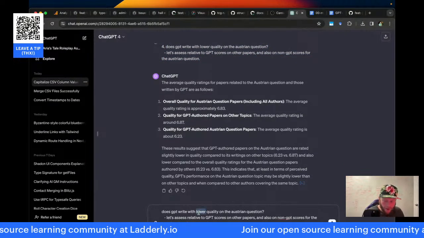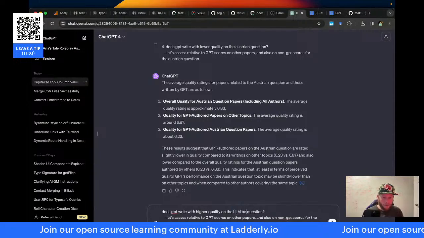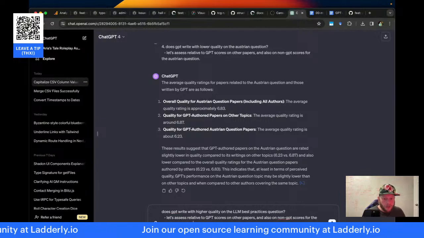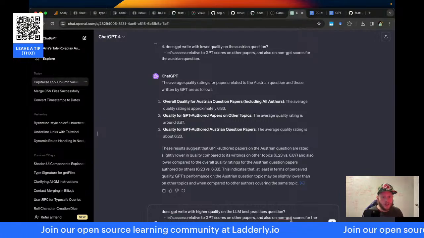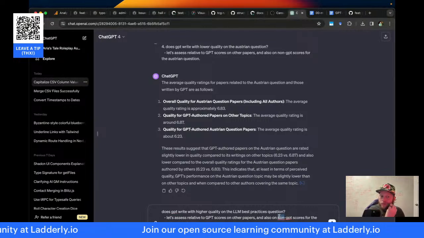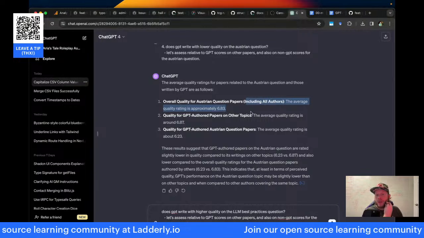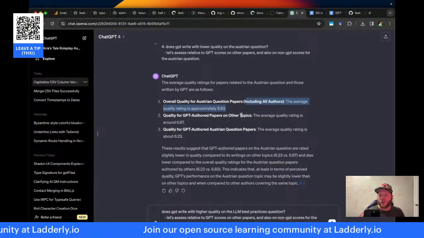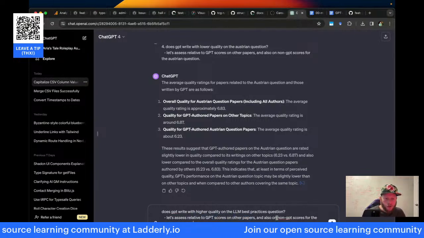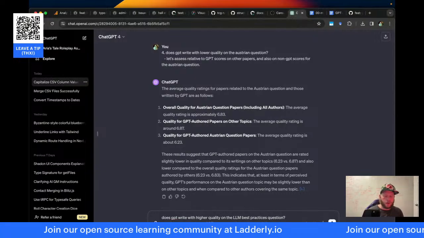Does GPT write with higher quality on the LLM best practices question? Let's assess relative to GPT scores on other papers and also to non-GPT scores. Oh, wow. It didn't just do worse than Econ PhD holders. It did worse than all other authors, for this question.